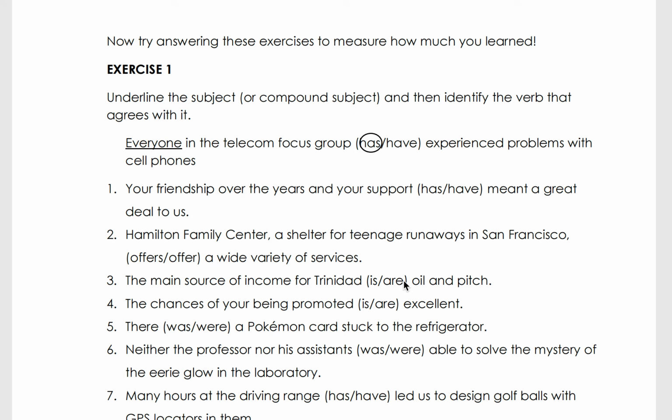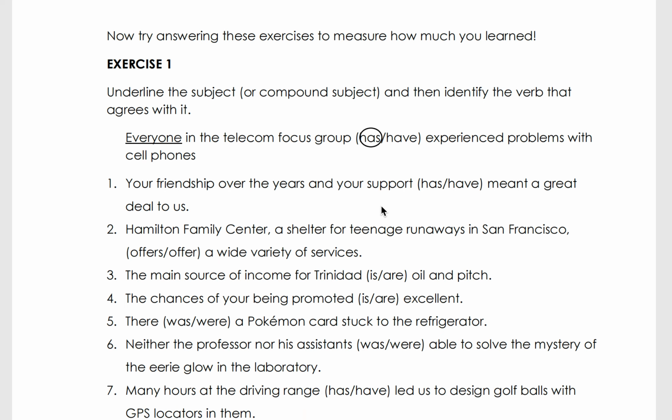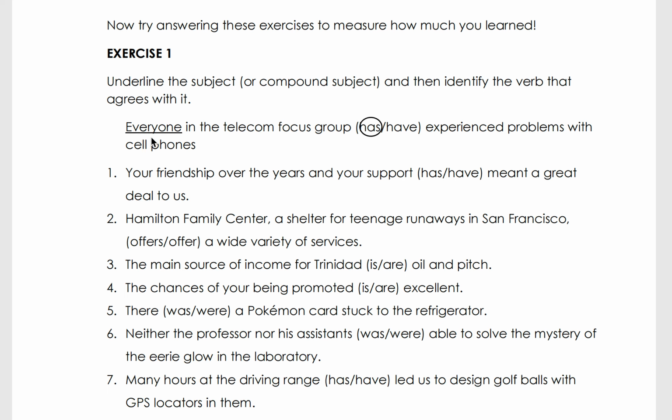Okay, so this exercise 1 will ask you to choose one answer in the parentheses. You have to choose one. Okay, let's do it together now. So there is one example that has been done. Everyone in the telecom focus group has experienced problems with the cell phones. So because everyone needs a singular verb, we have to have has. We cannot choose have for everyone.